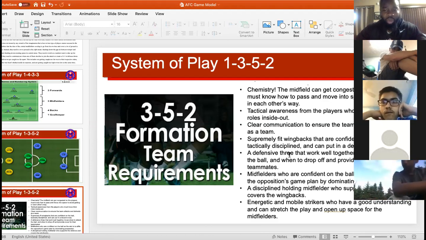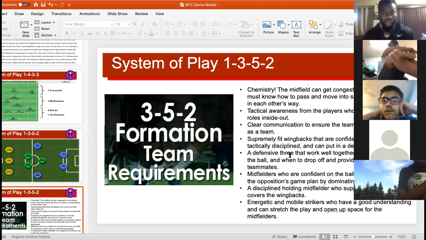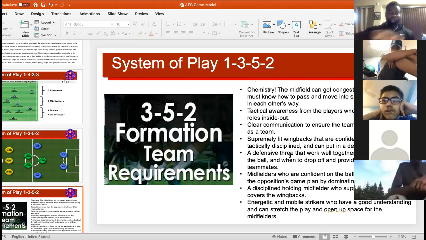The defensive three, the back three, must work together, know when to attack the ball and when to drop off to provide cover for their teammates. And in the midfield, they should be confident on the ball, as the aim is to shuffle the opposition, distribute the ball, and tear the opposition apart.